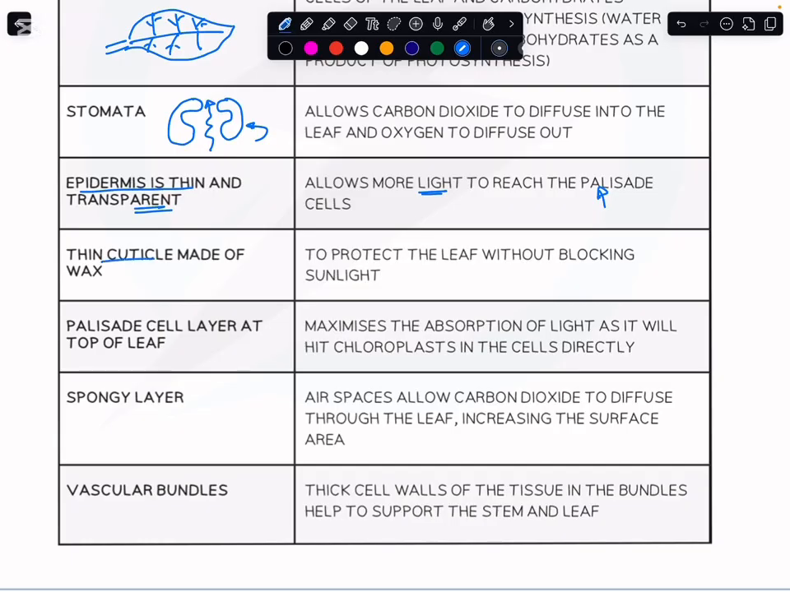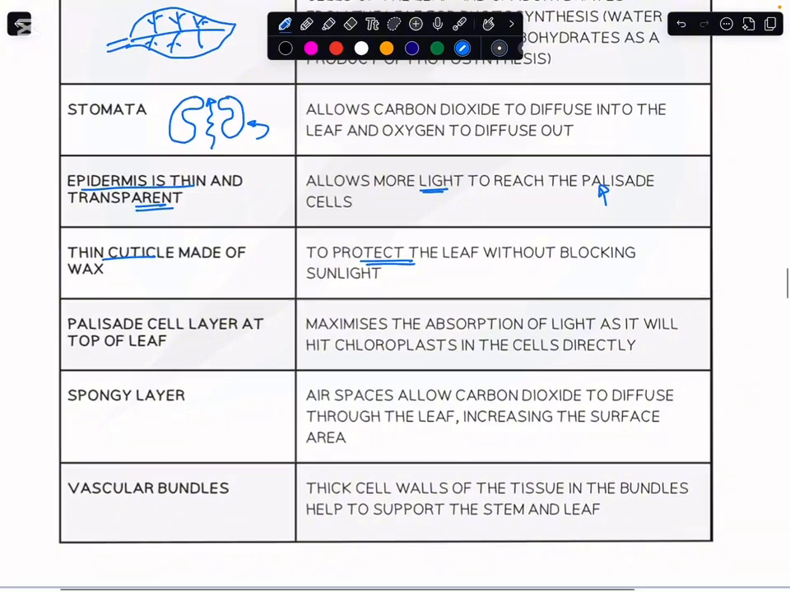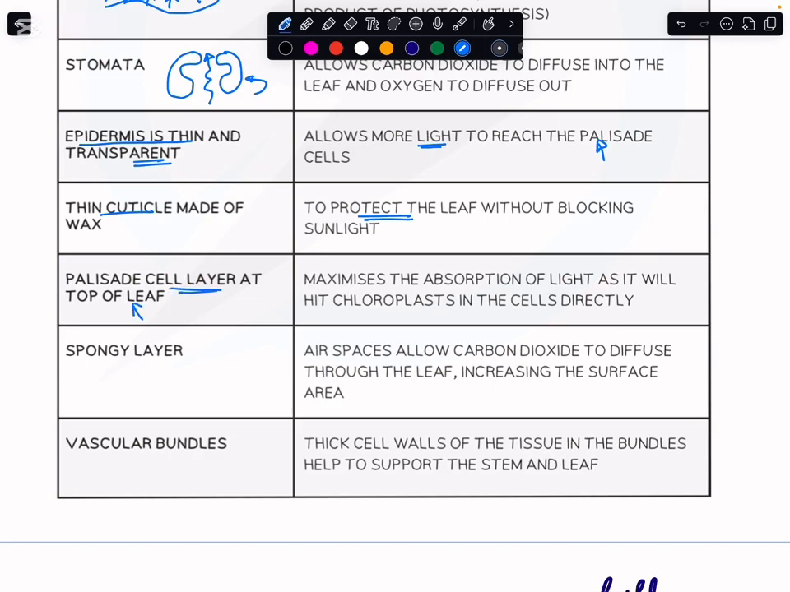Then we have this thin cuticle. We know that it not only protects the leaves from harmful radiation, but also prevents the loss of water through the cuticle. The palisade cells in the leaves are located near the top of the leaf so that the light can hit their chloroplasts directly. And then the spongy layer, as I have said, allows most of the carbon dioxide to diffuse into the leaf and O2 to go out of the leaf. The vascular bundles not only support the stem and the leaf, but also transport the water, ions, sucrose and amino acids. So I hope you are clear on how the leaf in plants allows for the maximum photosynthetic process.